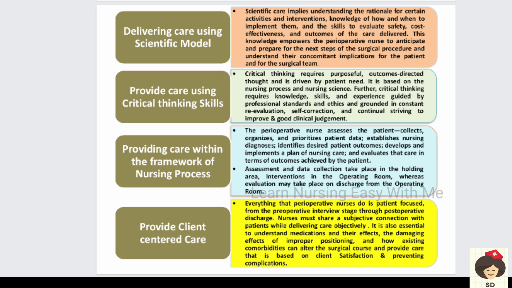Okay, so we must have a subjective connection. Subjective means we have to see the complaints of the patient, and we have to deliver the care objectively by observing the patient's prognosis. We have to understand all the medications we are giving the patient and their effects, and also what positioning should be followed during the surgical procedure. If we do improper positioning, what will be the complications? The surgical nurse has to understand everything and provide care based on client satisfaction, and at the same time prevent complications for the patient. So this is just an introduction.